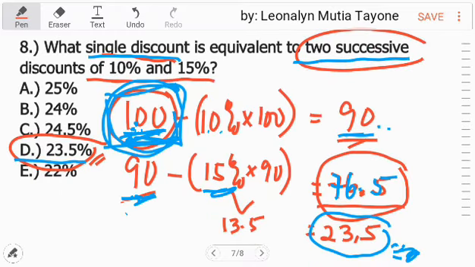Kung sakaling medyo naguluhan pa rin kayo dito, ulitin nyo yung question number 5 at ulitin mo rin ito. At abangan nyo rin yung mga future na videos ko about sa mga successive na discounts, para baka maka-identify tayo ng mga iba pang mga solutions para mas lalo nyong maintindihan siya.